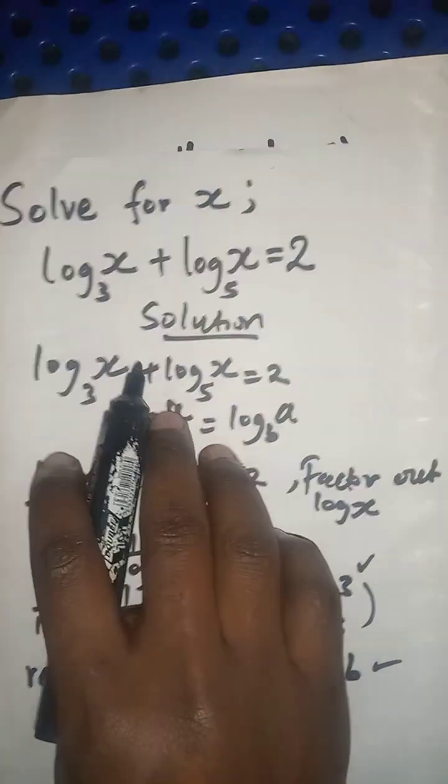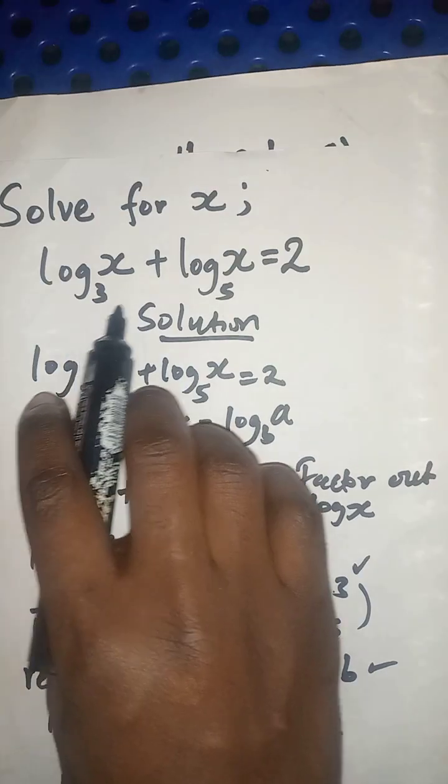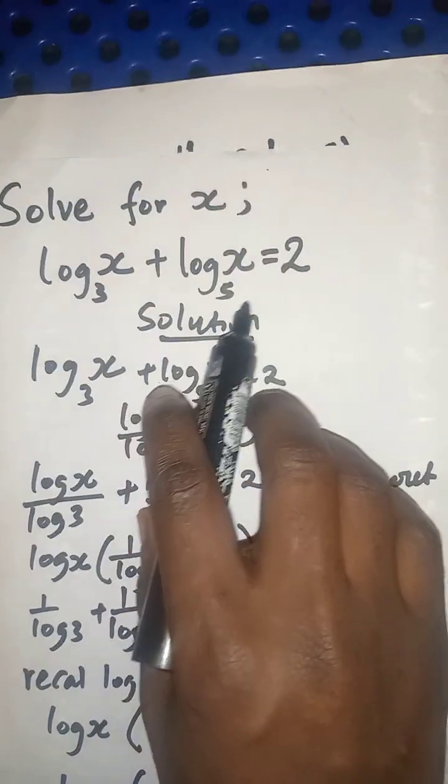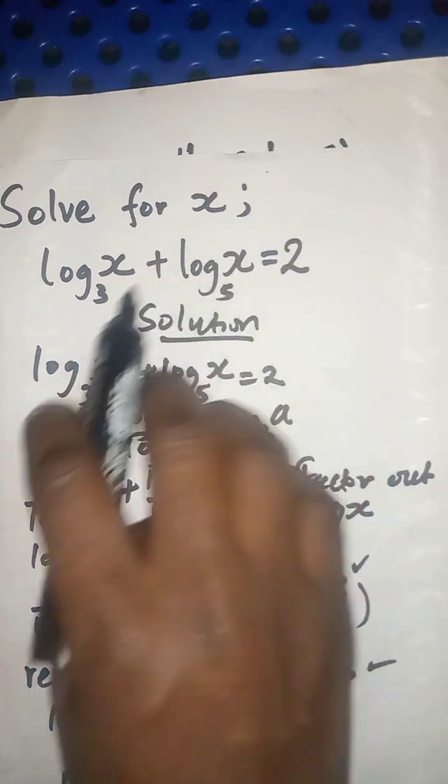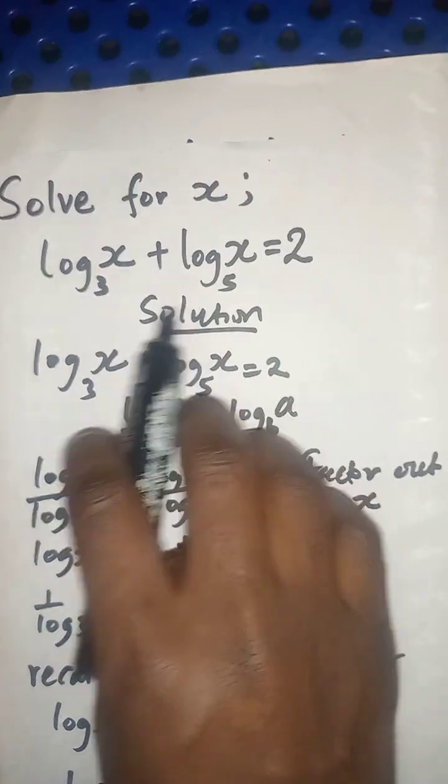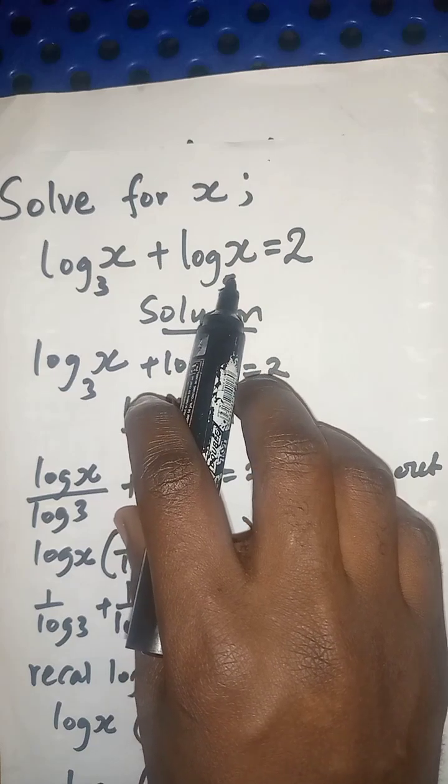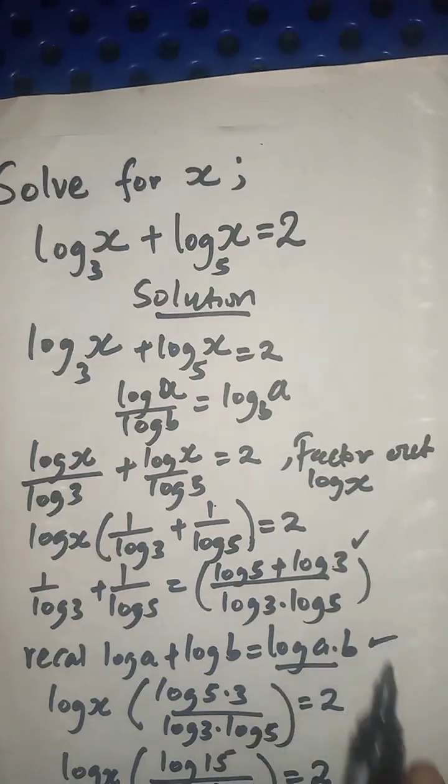For this typical logarithm equation, where we are told that the log of x to the base 3 plus the log of x to the base 5 is equal to 2, and you realize that the bases were not the same, I've just taken you through step by step up to the final stage.